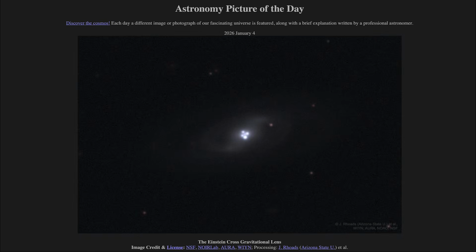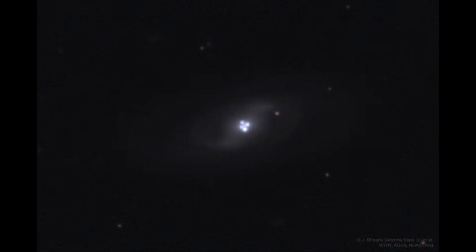Today's picture is titled the Einstein Cross Gravitational Lens. So, what do we see here? Well, here we see an image of a galaxy which looks like it has four separate nuclei. And we can see four separate dots there in a little diamond pattern around the center.